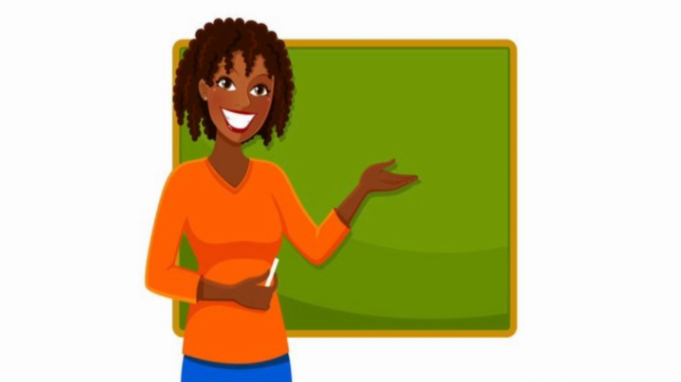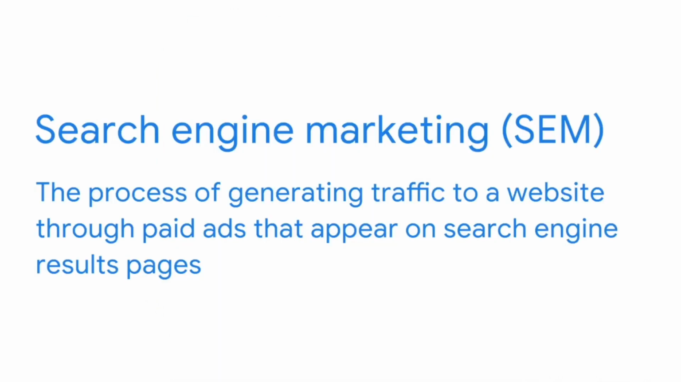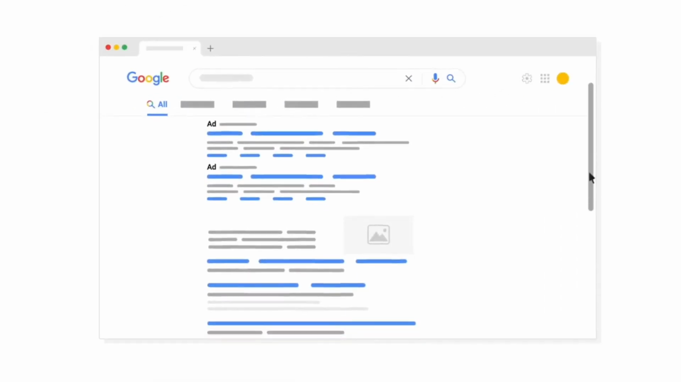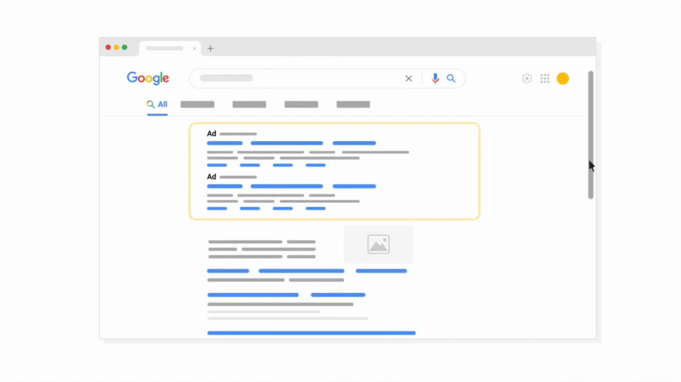You'll recall that paid advertising is any form of digital promotion a brand pays to put online. A big part of that promotion is search engine marketing, or SEM. SEM is the process of generating traffic to a website through paid ads that appear on search engine results pages. SEM ads are the ones that appear above or below the regular search listings in a SERP.